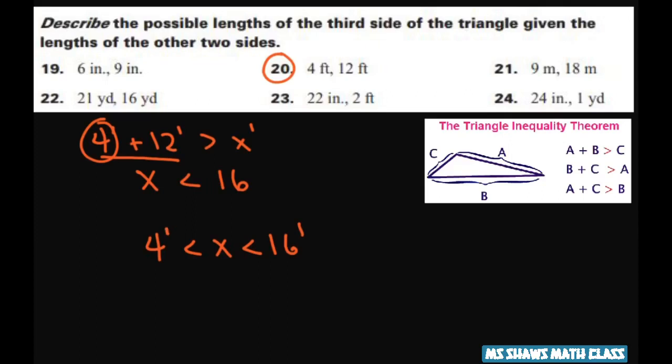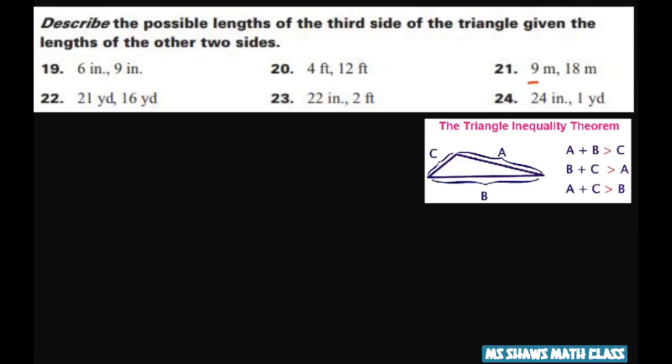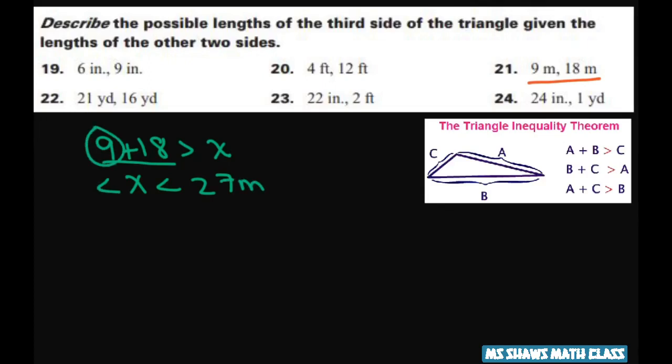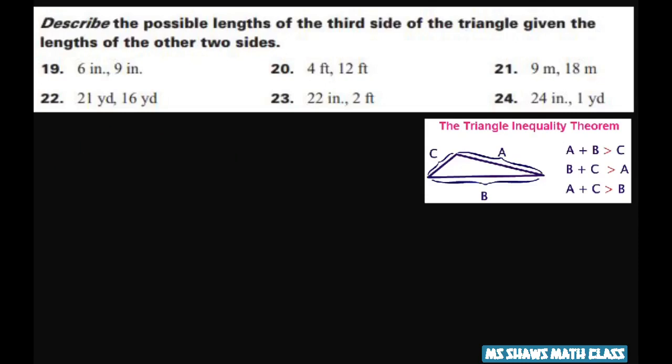All right. And then the next one, you just do the same thing. 9 plus 18, and we're talking about meters, has to be greater than x, or x has to be less than 27 meters, but it has to be greater than our 9, because we already have a side that's 9, and that's meters.